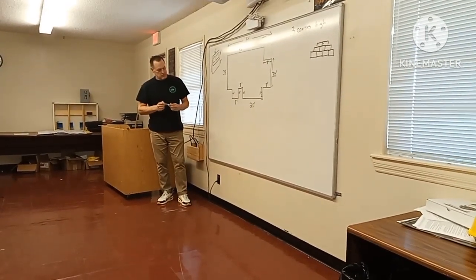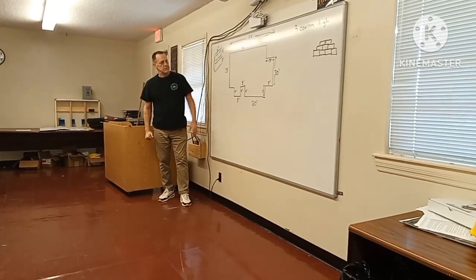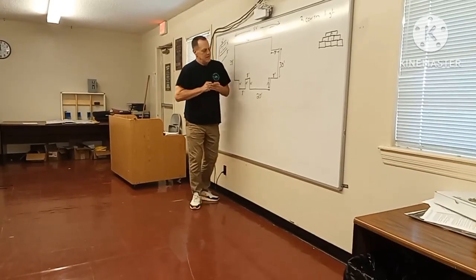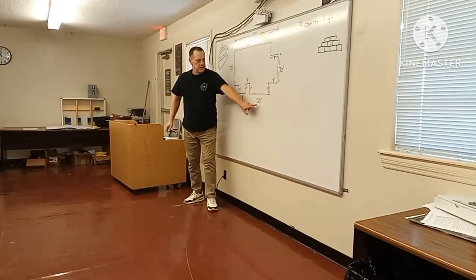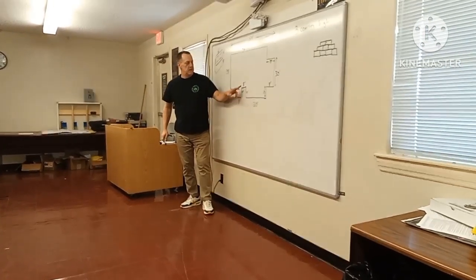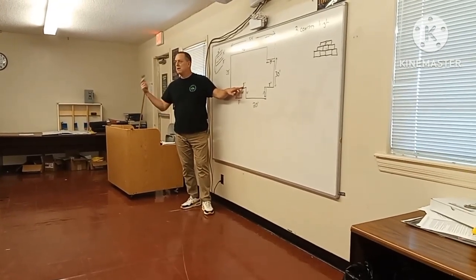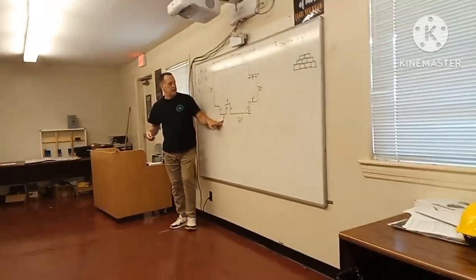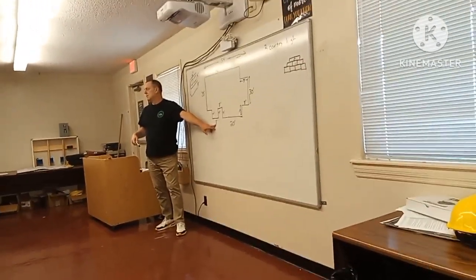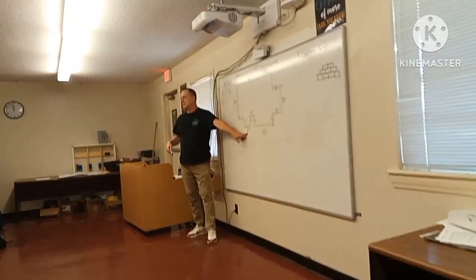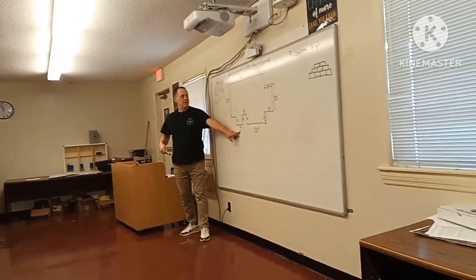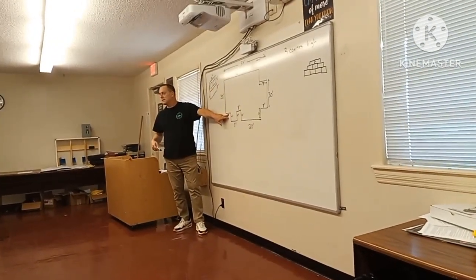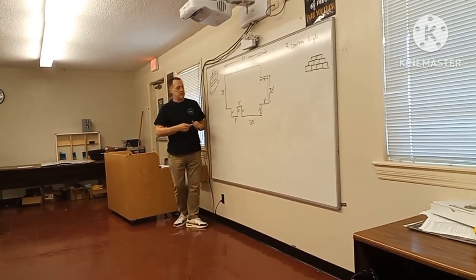Now, how about this one? 8. Now we've got some information, right? Because we go 8 plus what? 28. Plus 8 is what? 36. 36 plus 8? 44. And we were supposed to have 54, so that means this is 10.